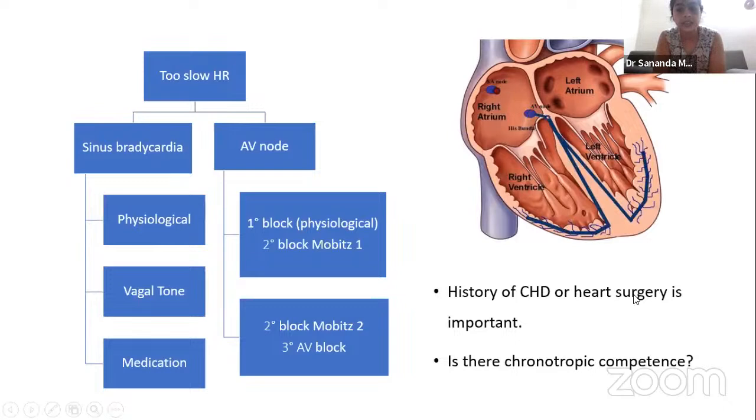Another important question is whether there is chronotropic competence: how slow the heart rate is, and whether the slow heart rate is matching the physiological heart rate, or is very far away from it. So there's an interesting mnemonic for all the heart blocks, which is this.